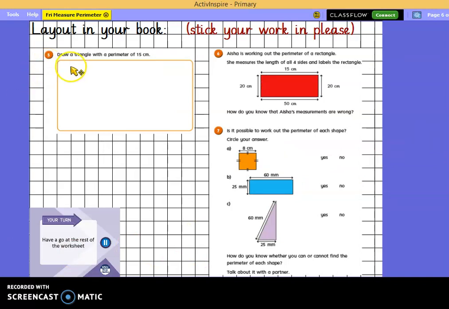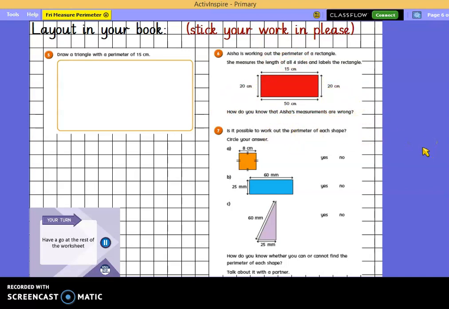On number 5, I'd like you to draw a triangle, 3 sides, and the perimeter must be 15. So when I add up all 3 sides, it will make 15. Number 6, Aisha is working out the perimeter of a rectangle. She measures the length of all 4 sides and labels them. How do you know her measurements are wrong? Look at what the opposite sides are. It will help you to see.